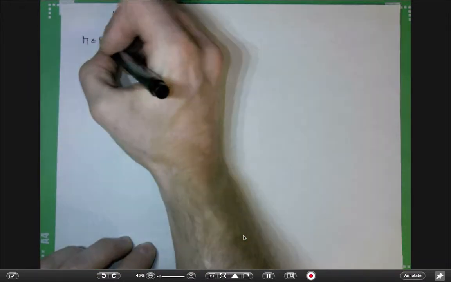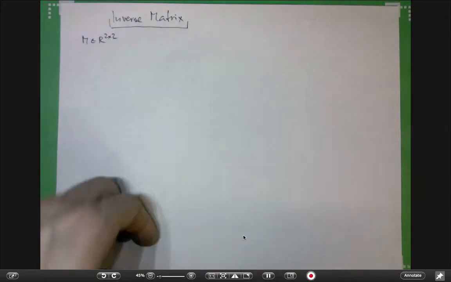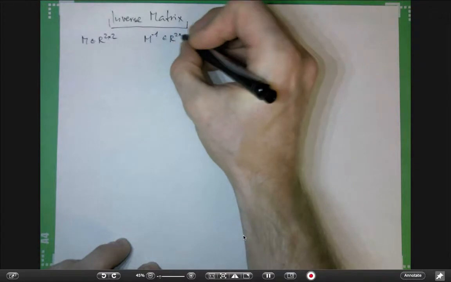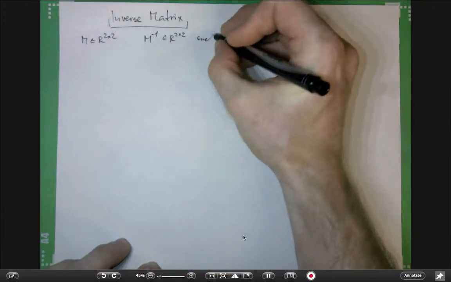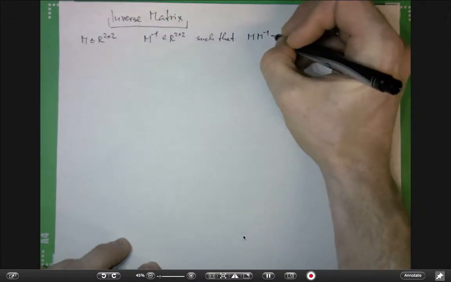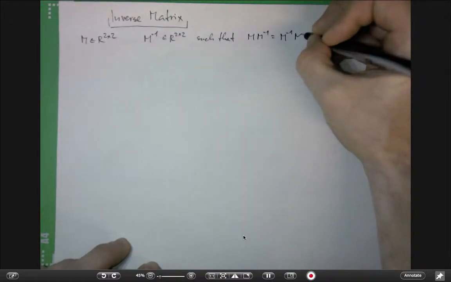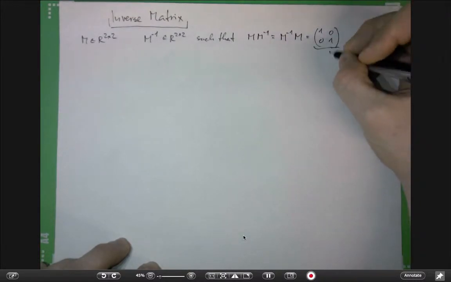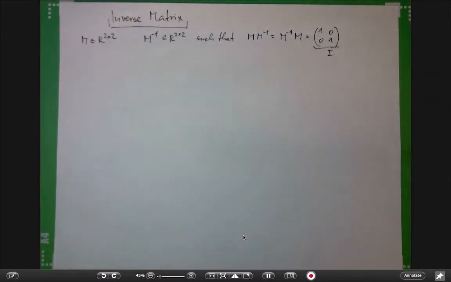If I have a 2x2 matrix M, and for a 3x3 matrix it is also very simple, then the inverse matrix, M inverse, is another 2x2 matrix such that M times M inverse is the same thing as M inverse times M, and this is what we call the identity matrix, denoted with capital I. Of course, for an n by n matrix, the definition would be exactly the same.